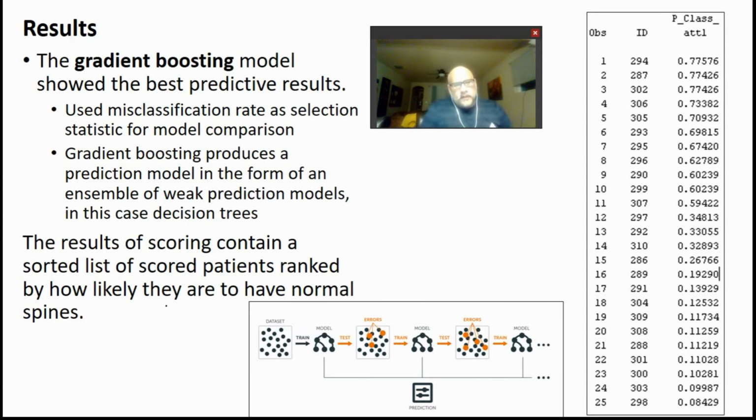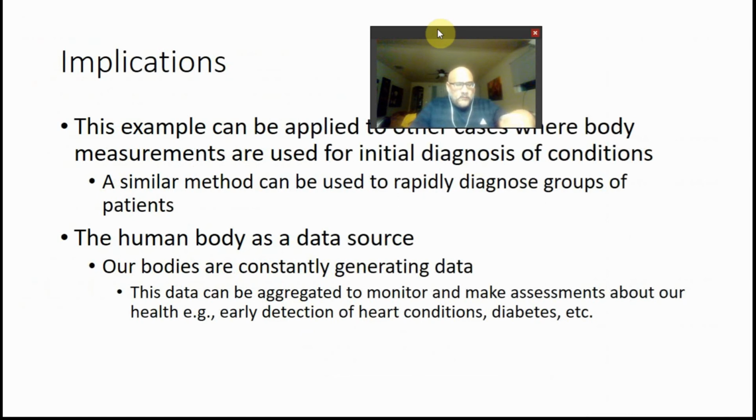The results of scoring contain a sorted list of scored patients ranked by how likely they are to have a normal spine, and here's a screen capture of what the results look like, ranked by the probability that a patient has a normal spine, all the way to patient 298, which is very improbable that this patient has a normal spine. So this patient definitely has, or there's a high probability that this patient has, an abnormal spine. Before we go into the implications, let's go into the actual system.